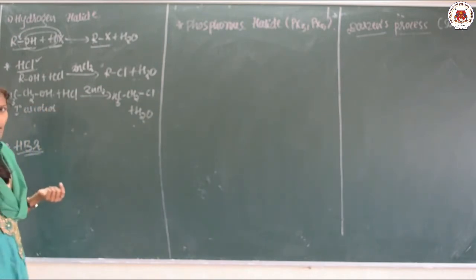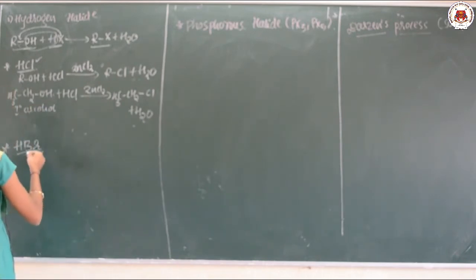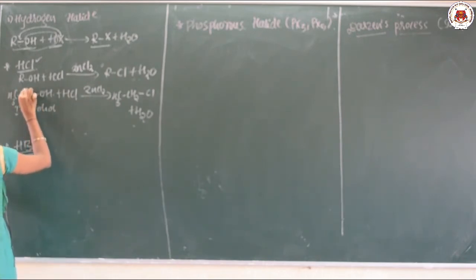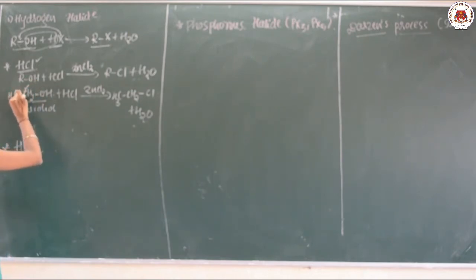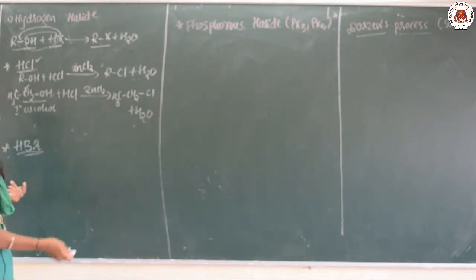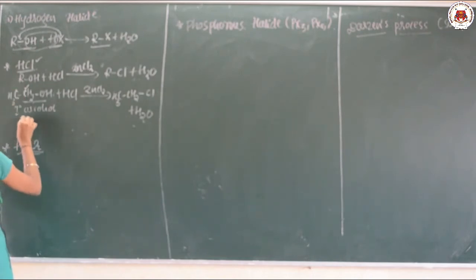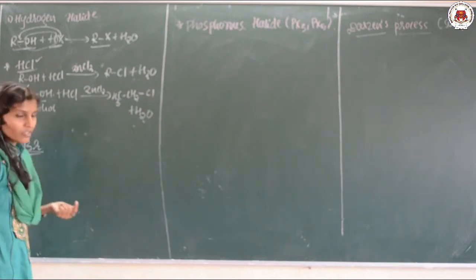Primary alcohol. How am I telling it is primary? Because the carbon which is attached to the OH group is further attached with only a single carbon. If it is attached with other 2 carbons, it will be secondary. If it is attached with other 3 carbons, that will be the tertiary alcohol.